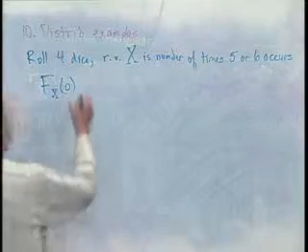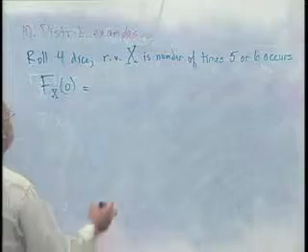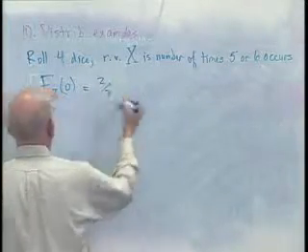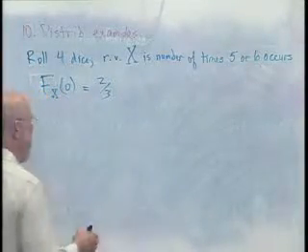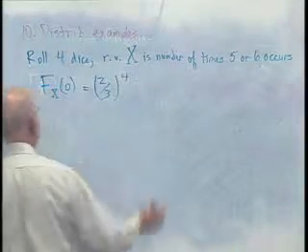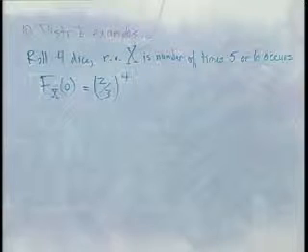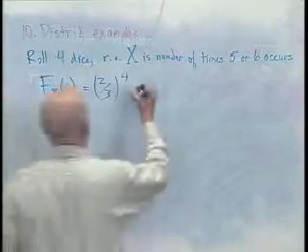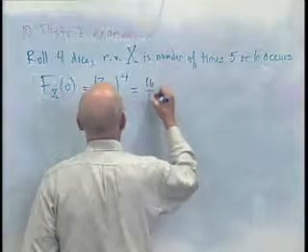This is the probability that the number of 5s and 6s is less than or equal to 0. And the only way that can happen is if it's equal to 0. There's a 2/3 probability of getting something other than a 5 or 6 on any individual die. So the probability of getting no 5s or 6s at all is 2/3 to the 4th power, which is 16 over 81.